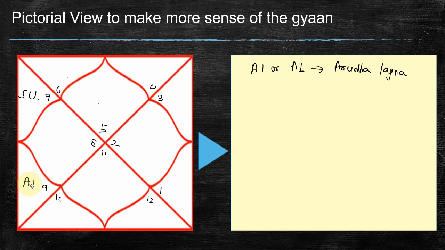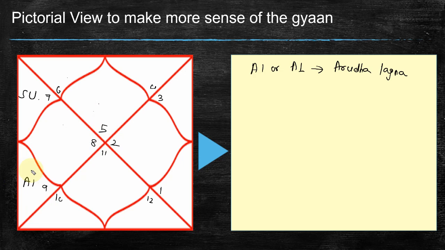In this case, the Arudha Lagna falls in the 5th house from the Lagna. The Lagna always remains the same. This is just an additional reference point called Arudha Lagna. In this case, the Arudha Lagna falls in the 5th house of the horoscope.